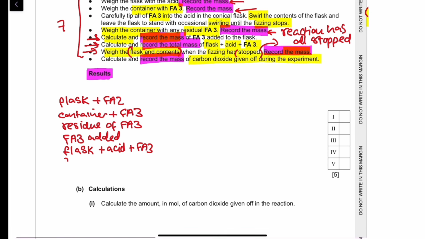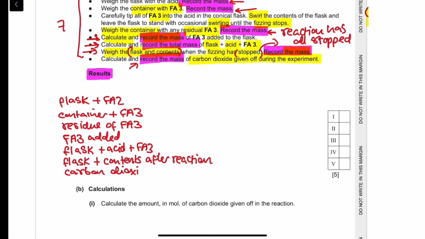and contents. So flask and contents after the reaction had taken place. And then last but not least, right here, we recorded the mass of carbon dioxide given off, or the mass lost. So I'm going to say the mass of the carbon dioxide. Now I haven't specified that these are masses, so I'm going to make a bigger heading up here and write mass in grams. Now I can draw my table.